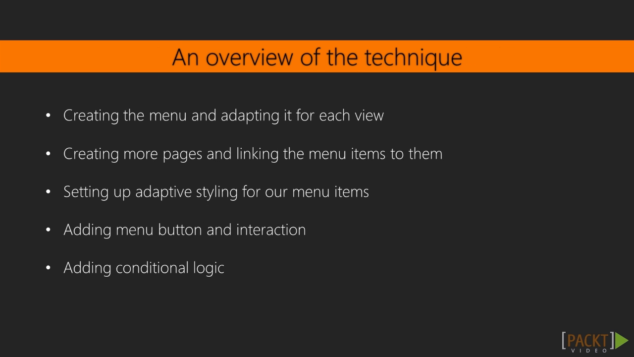To give an overview of the technique, first we're going to create the menu and adapt it for each view. Then we're going to create some pages with some more content for us to navigate, because we've currently only got one page. We'll then make the menu items link to these pages. After that, we're going to learn how to set up adaptive styling for our menu items, a useful technique with many applications. Then we're going to add our menu button and create the interaction that will pull the menu out from the side, like so, pushing the header and content panel.